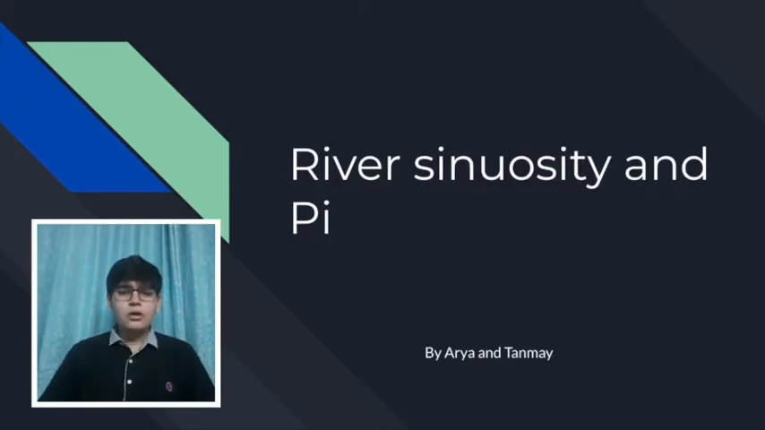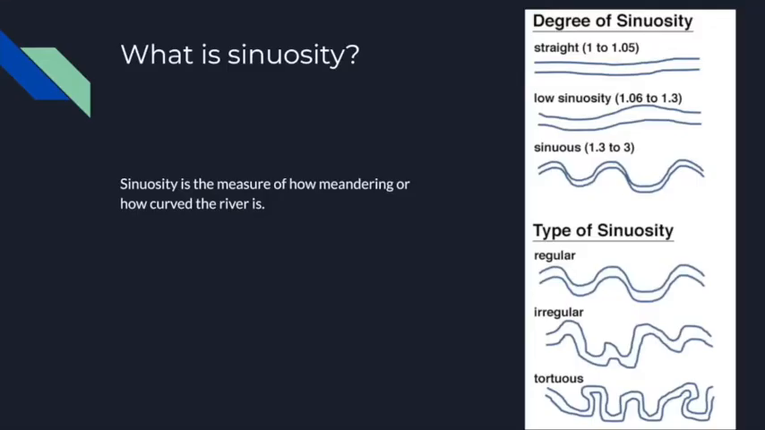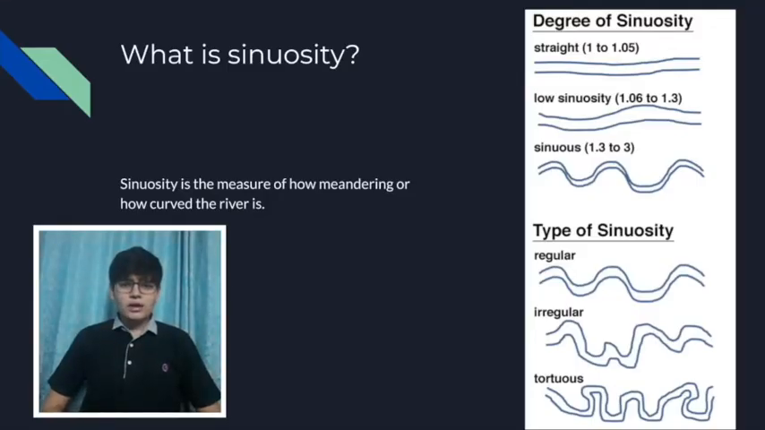Hello. Today we are going to be looking at how pi is actually related to our natural world. We are going to be talking about reverse sinuosity and pi. We all know about meandering rivers, but how exactly do you measure the curve of a river? Well, that's where the concept of sinuosity comes into play. Sinuosity is the ratio between the total length of the river divided by the displacement from its mouth to the sea.